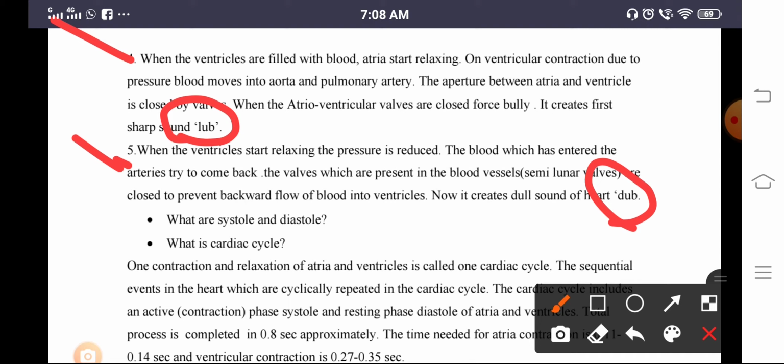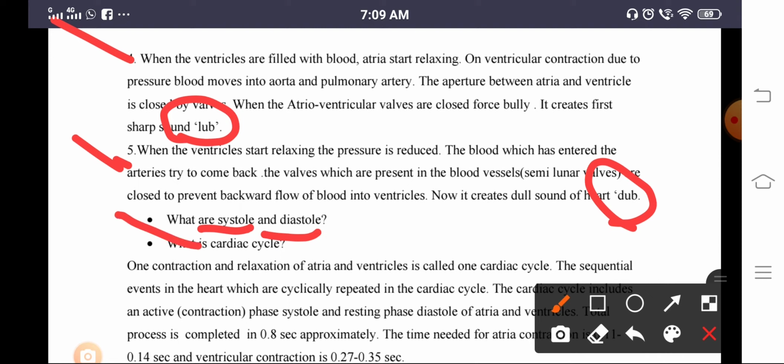So now what are systole and diastole? Very simple. Systole means contraction, diastole means relaxation. First of all, the first step is all chambers are relaxed, and second step is contraction of auricles. In the third step, while the auricles contract, the ventricles are relaxed, and in the fourth step the ventricles are contracted, in the fifth the ventricles are relaxed.